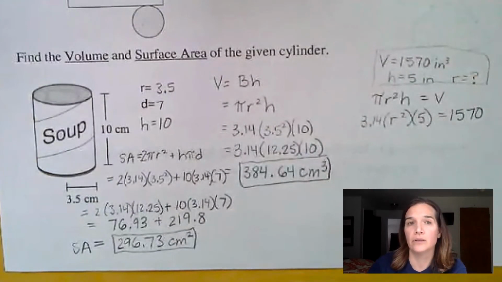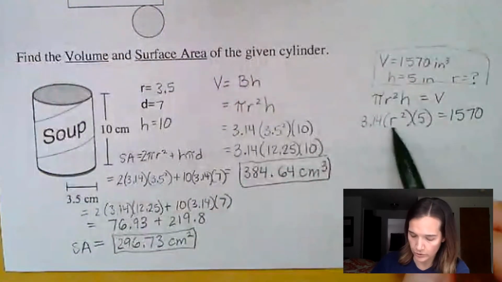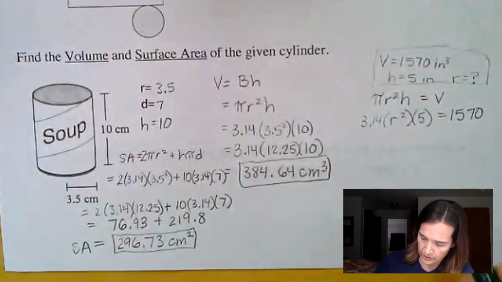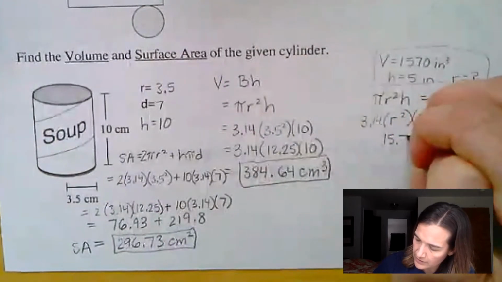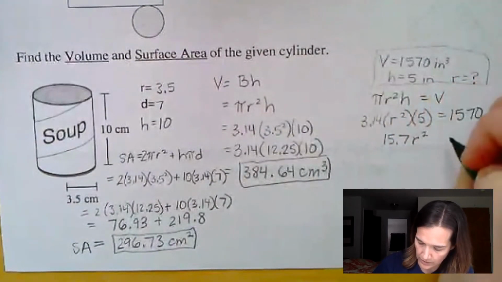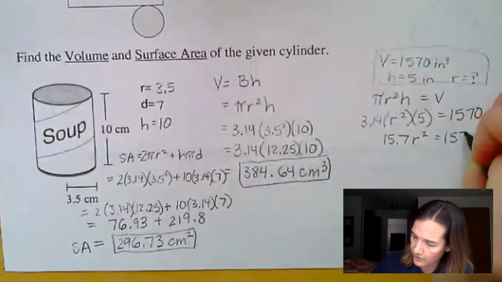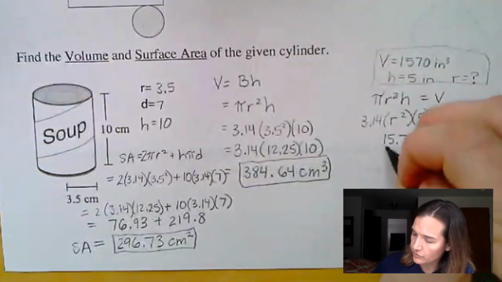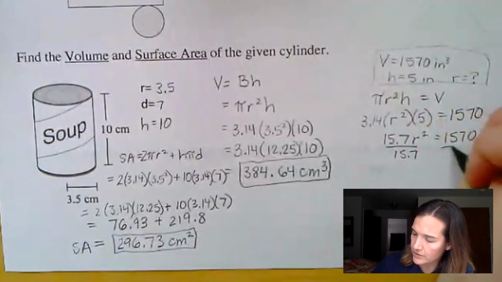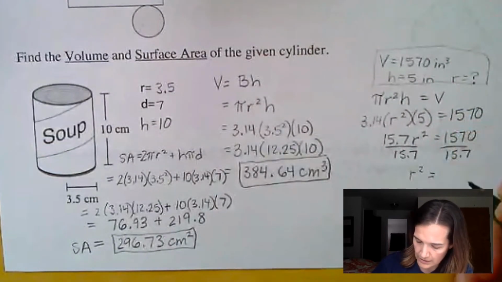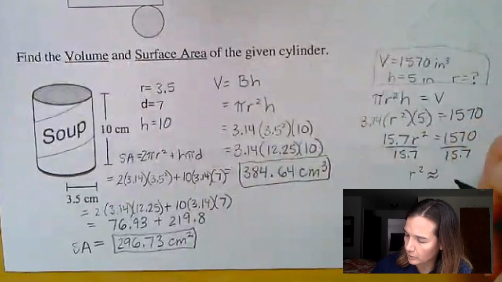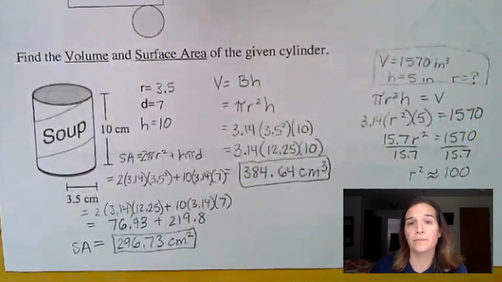1,570. So again, going through, I'm going to multiply these ones out together first. 5 times 3.14 is going to give us 15.7 times the radius squared equals 1,570. In solving my equation, I'm going to divide both sides by 15.7, and I get radius squared is approximately, I guess we need our approximately sign, 100.